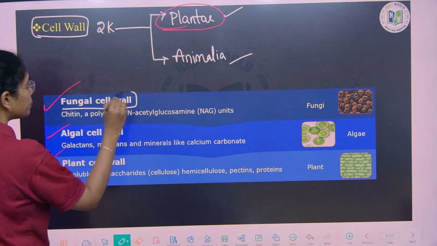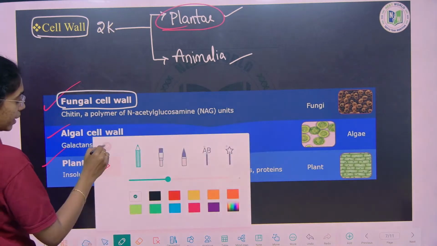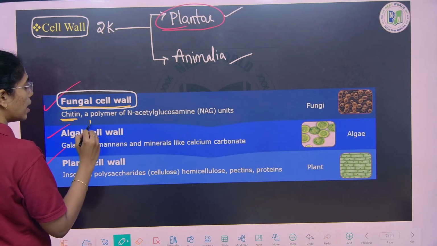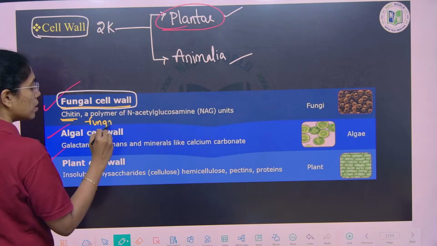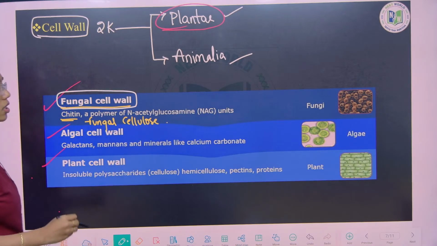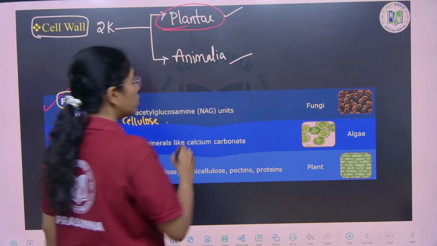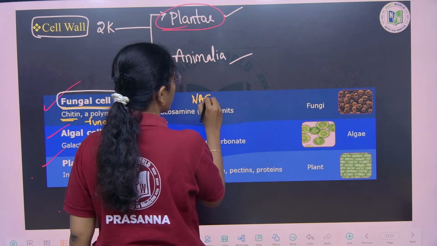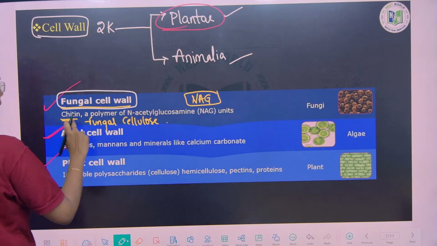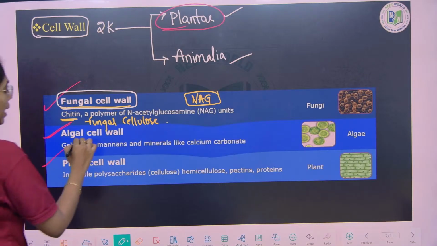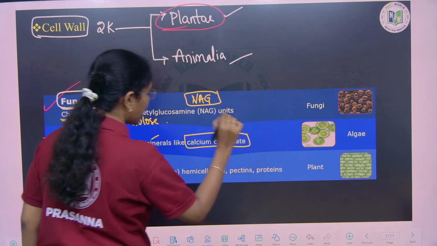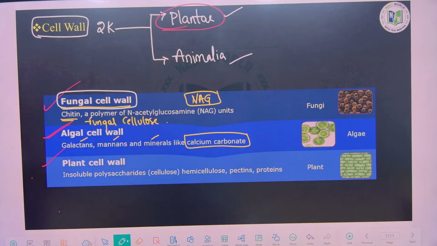Fungal cell wall is made up of chitin. Chitin is known as fungal cellulose. This is a polymer of NAG units, which are N-acetyl glucosamine units. Algal cell wall can be made up of galactans, mannans, and minerals like calcium carbonate.